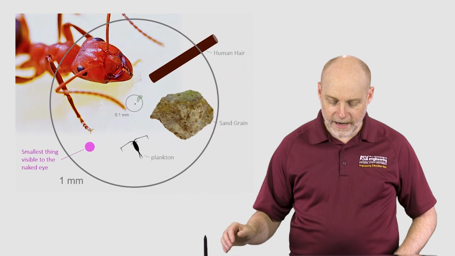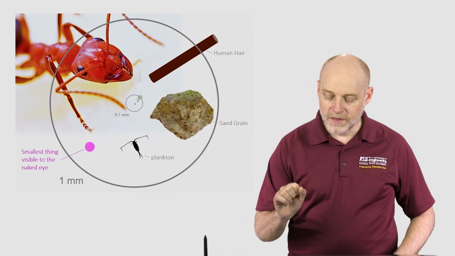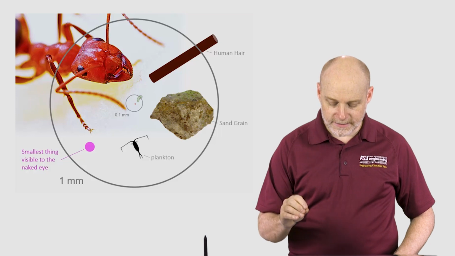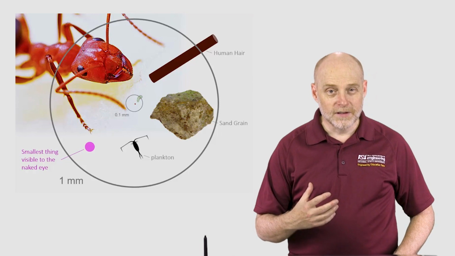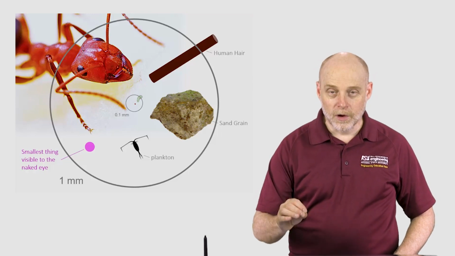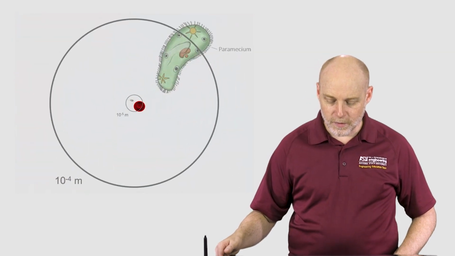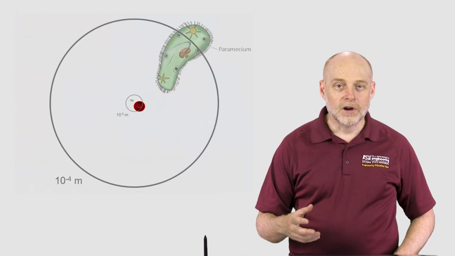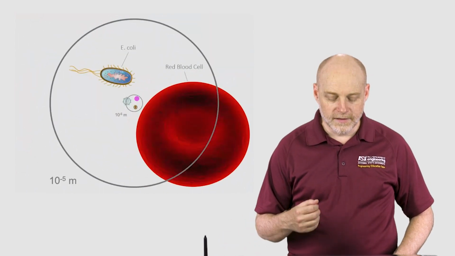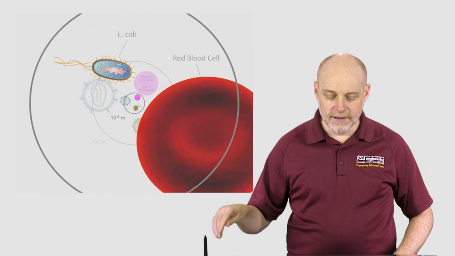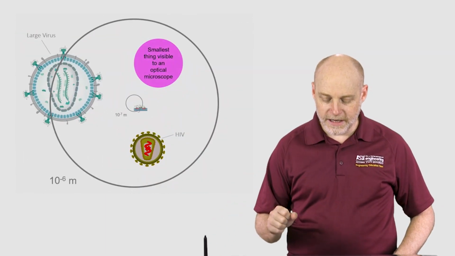And if we zoom in on ants, we can see things like grains of sand, and something the width of a human hair becomes a sizable object. A plankton becomes visible, but the smallest thing visible to a naked eye is somewhere around the width of a human hair. And if we keep zooming in 10 times smaller, we can start to see large single-celled organisms, and 10 times smaller than that, red blood cells and bacteria, and 10 times smaller than that, large viruses and smaller viruses like the HIV virus.